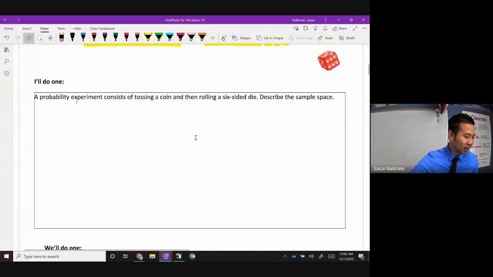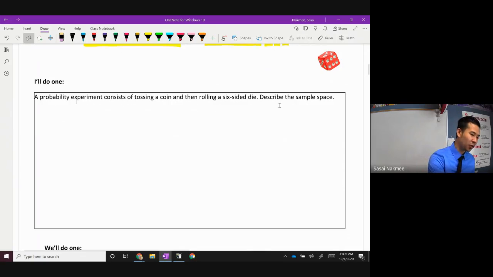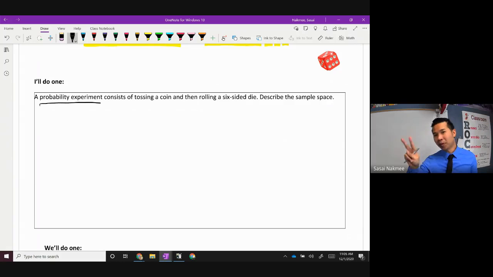All right. So let's take a look here. Let's say we have a probability experiment where you are tossing a coin and then rolling a 6-sided die. Describe the sample space. So first things first, this probability experiment consists of 2 parts. This person has to flip a coin and get a result from tossing that coin. And then after that, they need to roll a 6-sided die.